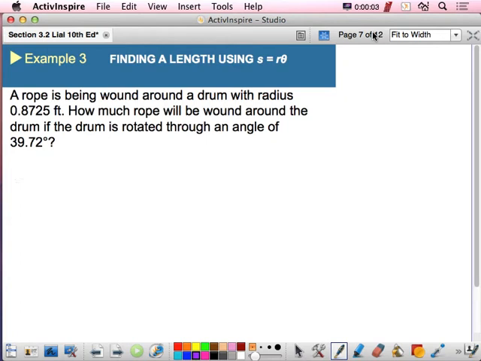We have a rope and it's being wound around a drum, and the drum has a radius of 0.8725 feet. And we want to know how much rope will be wound around the drum if the drum is rotated through an angle of 39.72 degrees. So imagine that you have a giant spool of rope, okay?